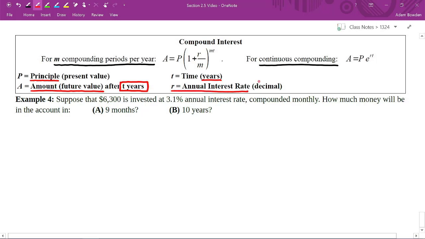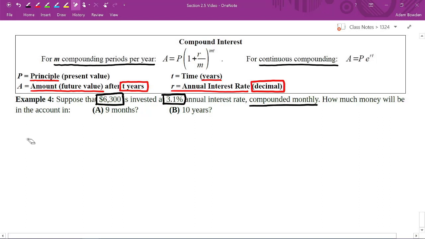An important thing to keep in mind about the interest rate is we need to use it as a decimal, even if it's stated as a percentage. So convert the percentage into a decimal. If we look at this first one here, where it says $6,300 is invested at a 3.1% interest rate, compounded monthly. How much will be there after 9 months or 10 years?